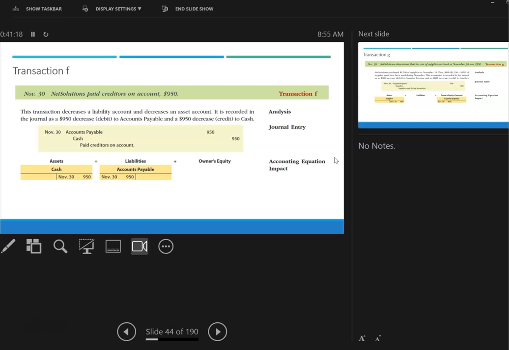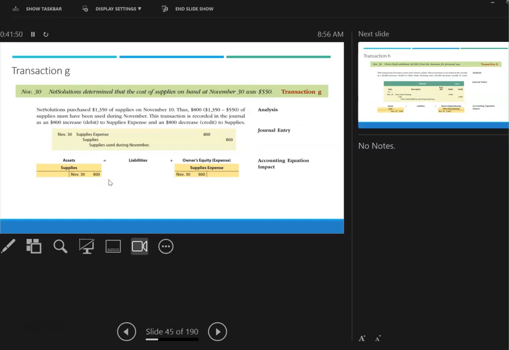And what's happening to cash here? We're using cash to pay the bills. So doesn't cash go down? And when an asset is decreased, we credit it. So do you see here, our asset went down, or our asset was credited, our liability was debited. Do we still balance? We still balance.